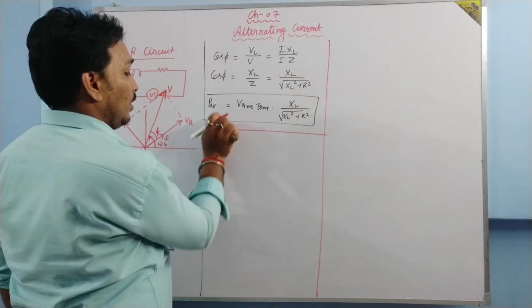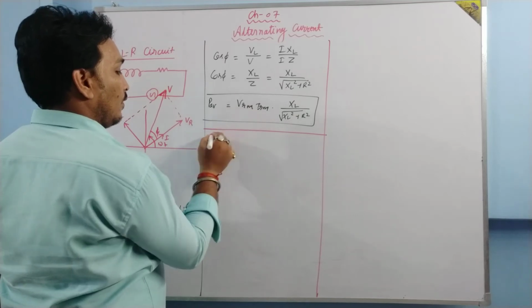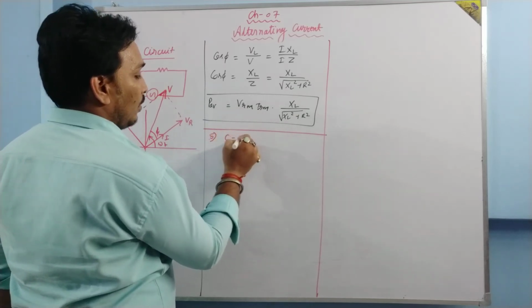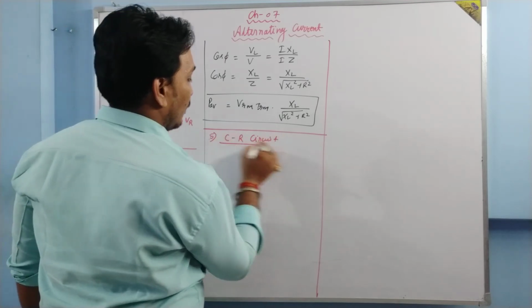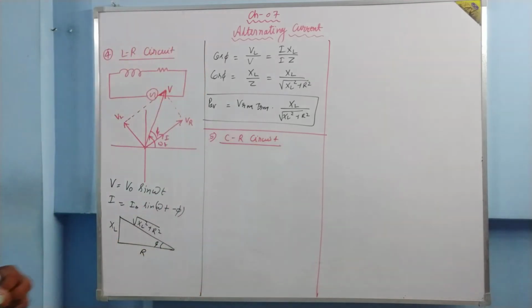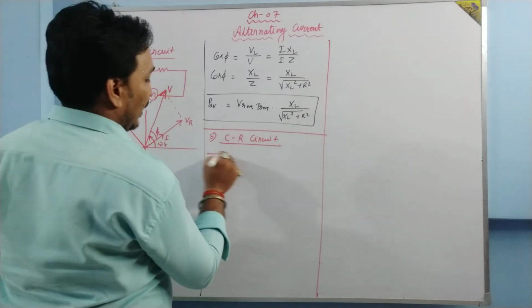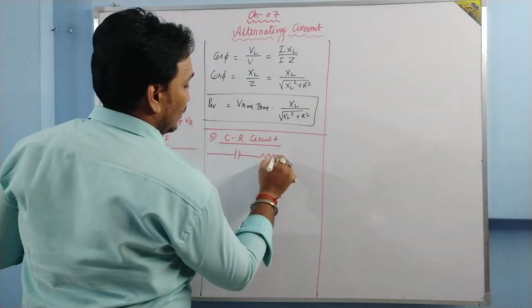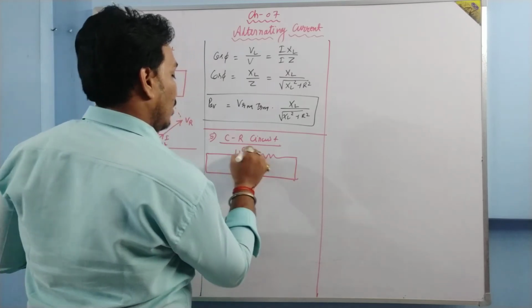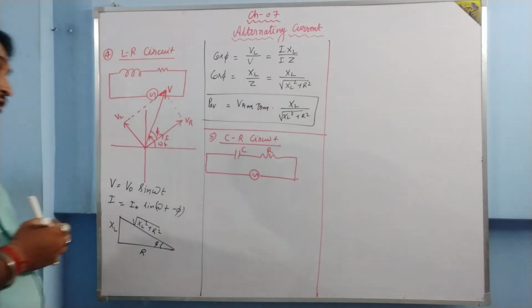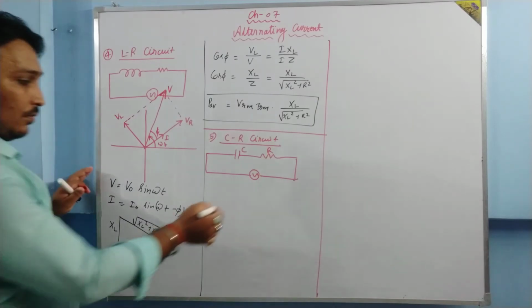This one is going to be the fifth: the CR circuit. What is that CR circuit? How does it look? One capacitor, then a resistance. This is your series combination of C and R. Okay.